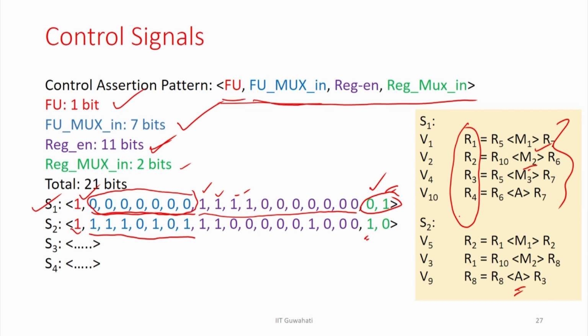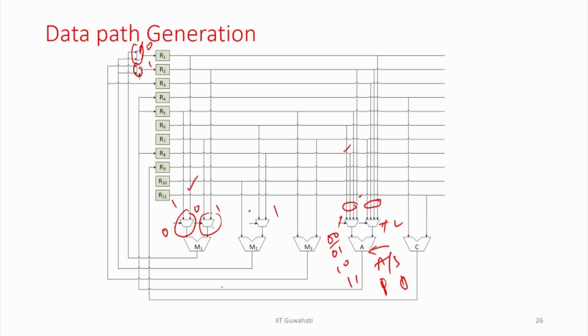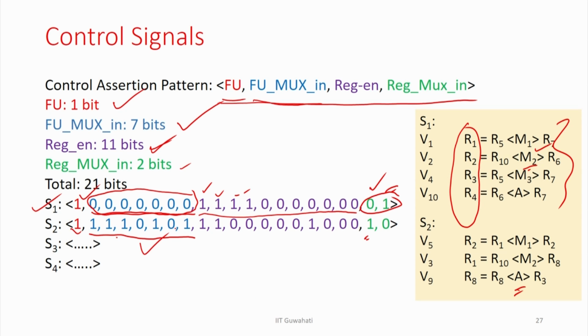So, the control pattern is 1 1 1 for this 3-input multiplexer and 0 1 here, 0 in here. So, this is the control signal for the multiplexers. I am updating R1, R2 or R8. So, this is R1, this is R2 and this is R8, rest are 0. This is the write enable signal for the registers, and I am updating here R2 and R1. So, I need 1 and 0. So, this is the control assertion pattern that has to be generated for control step 2.